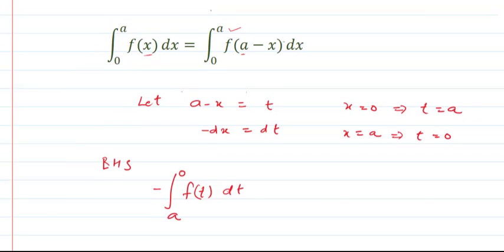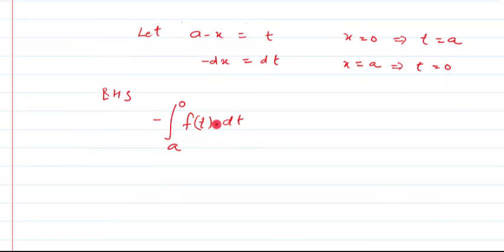Now, as I just told you in the second property, if we interchange the limits, meaning lower limit to upper limit and upper limit to lower limit, then a negative sign will appear in front of the whole integral. So if we interchange the limits, then it will be 0 to a f(t) dt. This negative sign will disappear.